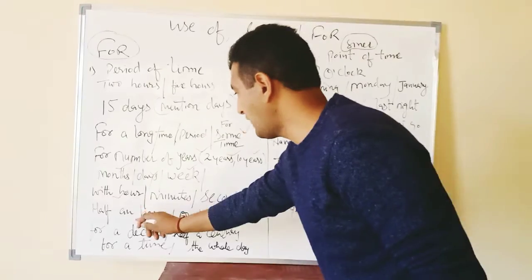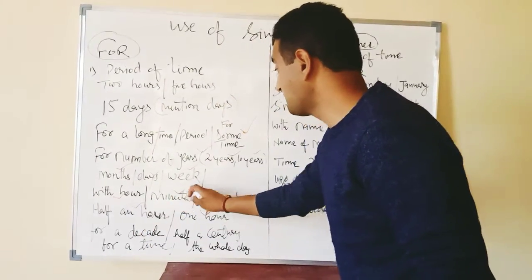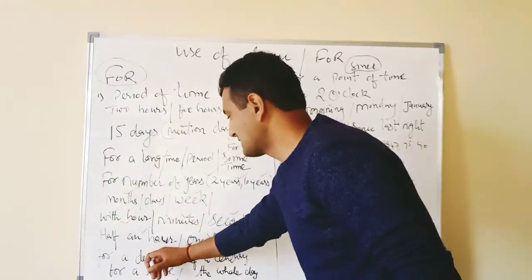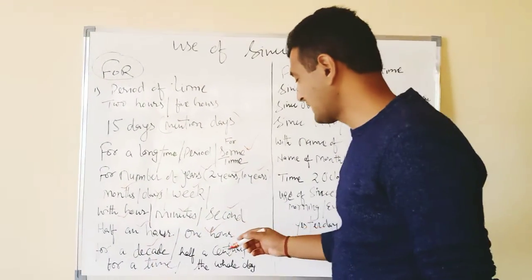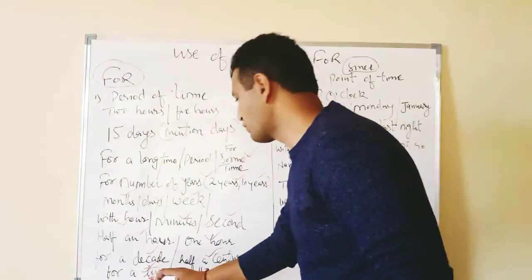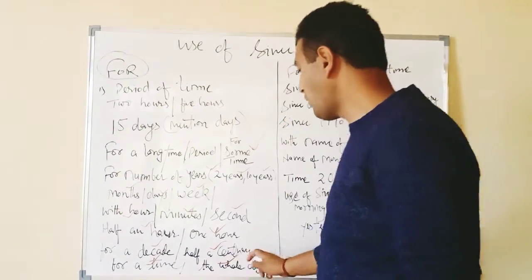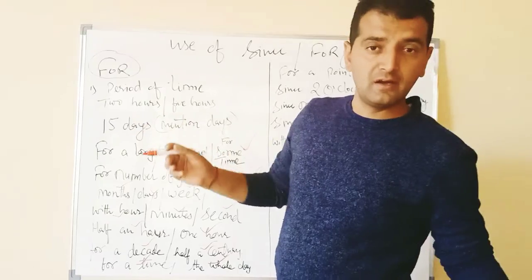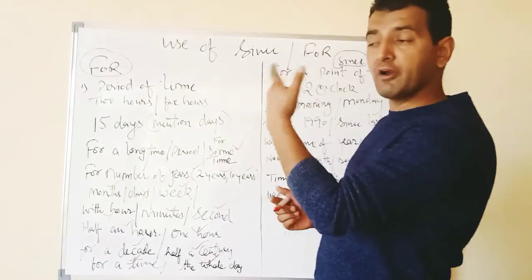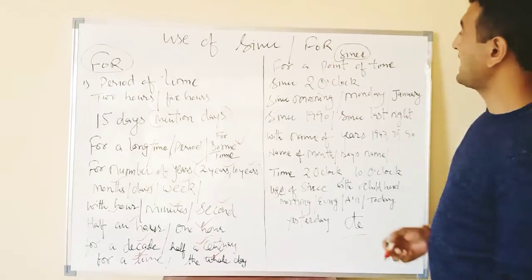1 hour, half hour, see half hour, even minute and second के साथ भी for का यूज होता है. Okay, for a decade, decades के साथ भी, decade जो होता है एक दशक होता है. For half a century, and for a time, कुछ time के लिए, and for the whole day. Right, that was the format here for understanding the use of for, and now come to this side.